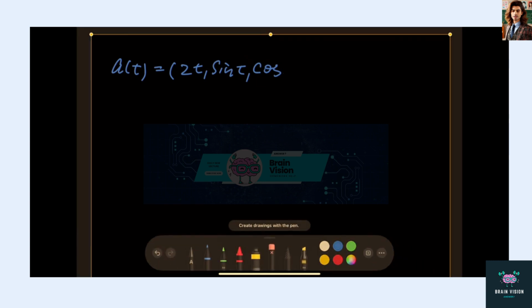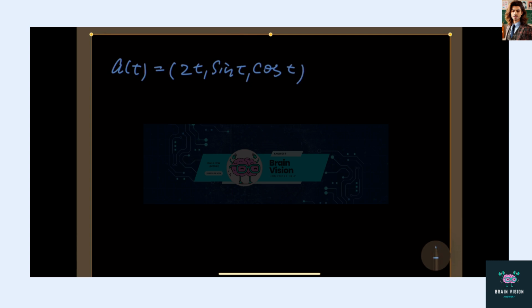Okay, so we're trying to find the position vector of a particle that has the given acceleration vector as 2t, sine of t, and cosine of 2t. And the initial velocity is given by i, and the initial position is given by j.